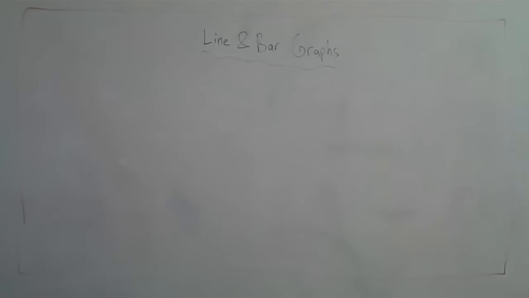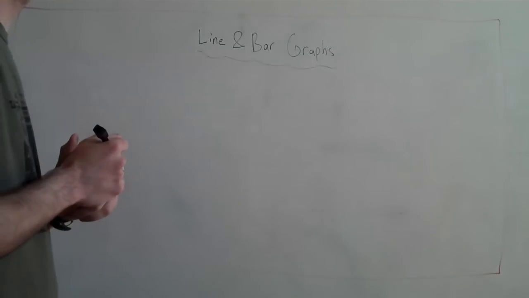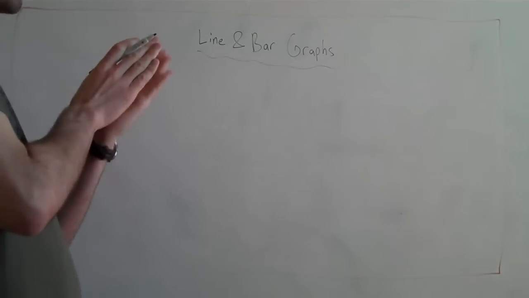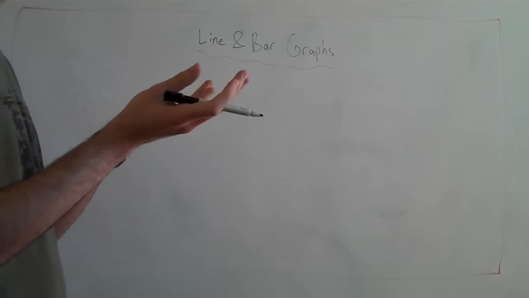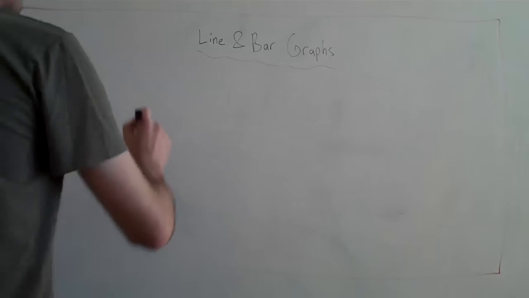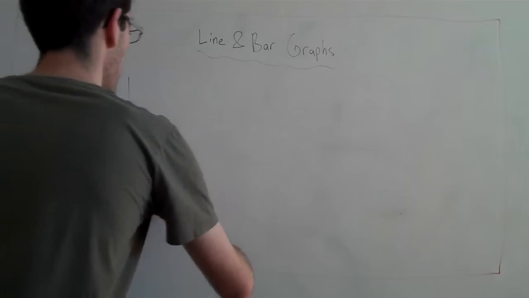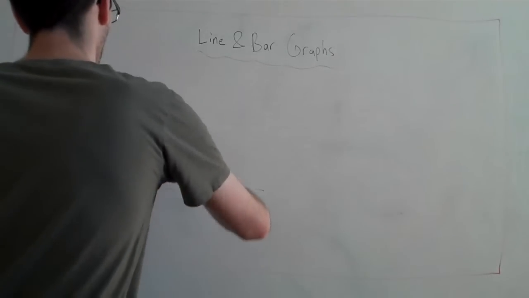Okay. So we're going to talk about line and bar graphs. Now, they're two different graphs. They're two different ways to graph things. And one can't be used in the other. So, bar graphs are used for things that have different categories.